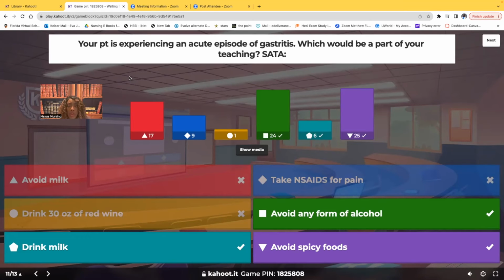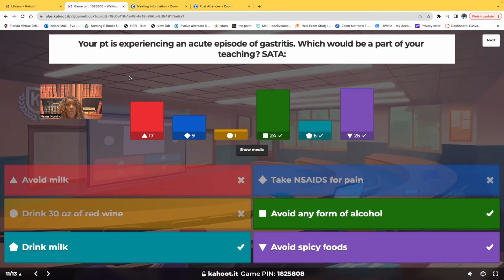So this patient who's having inflammation of that lining of their stomach, the reason we want them to avoid alcohol is we always want patients to avoid alcohol. Alcohol is never good, okay? Don't ever tell the patient to drink alcohol. That's never going to be your answer. I'll tell you that right now. And alcohol makes things worse anyway. Drink milk. Why do we want the patient to drink milk? I want you to think about it.